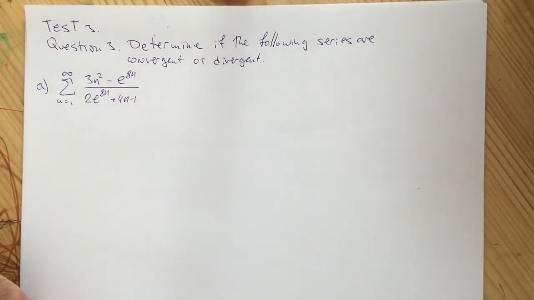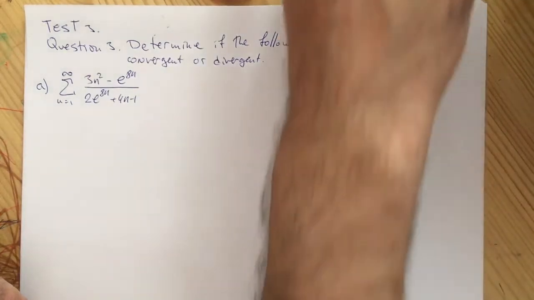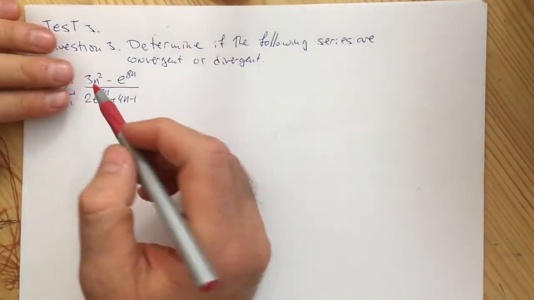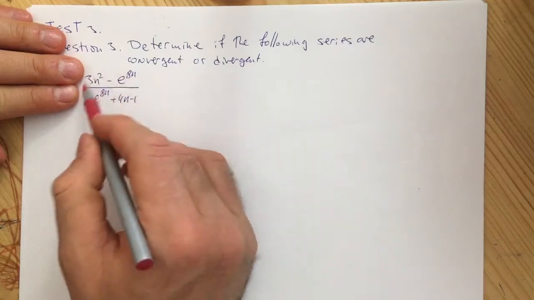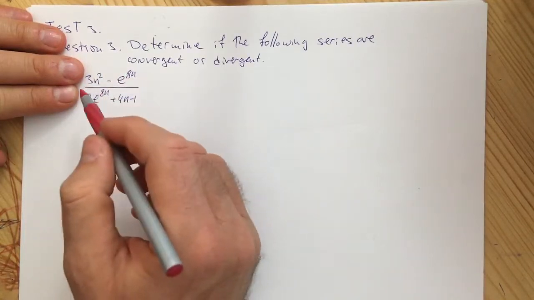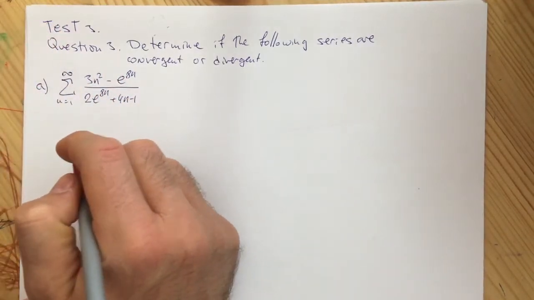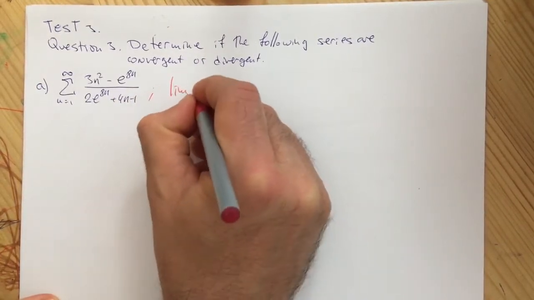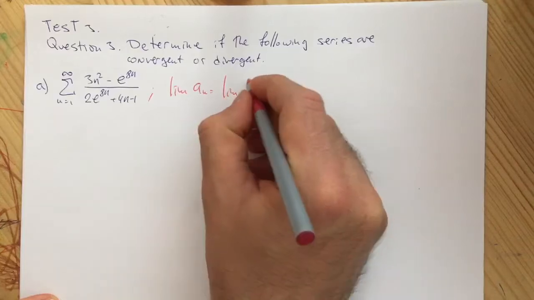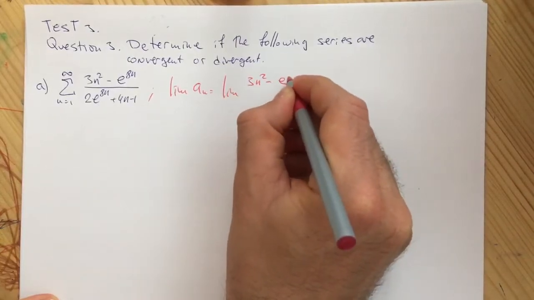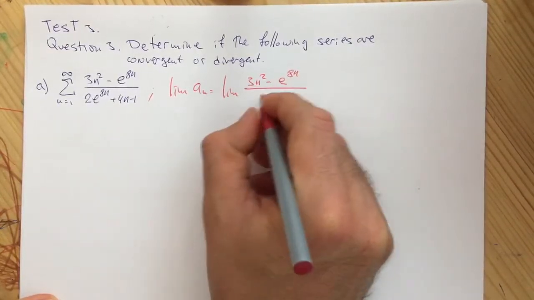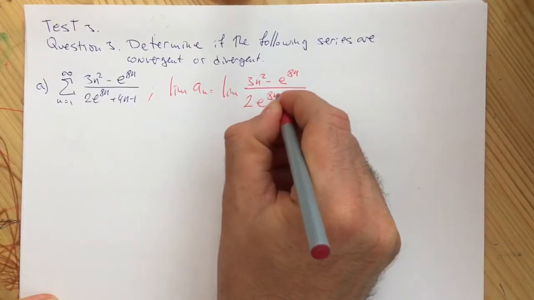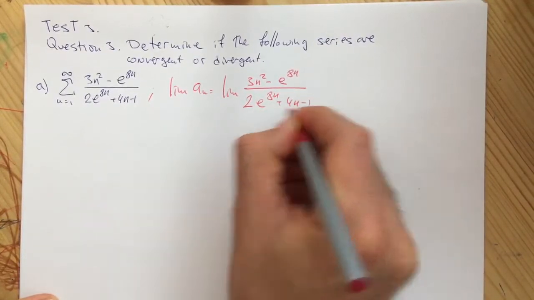Always think about the test for divergence. Check what is happening with the sequence an. If the limit of an is not 0, then by the test for divergence we conclude that this series is divergent. Okay, so the limit of an is just the limit of (3n squared minus e to the power of 8n) over (2 times e to the power of 8n plus 4n minus 1).